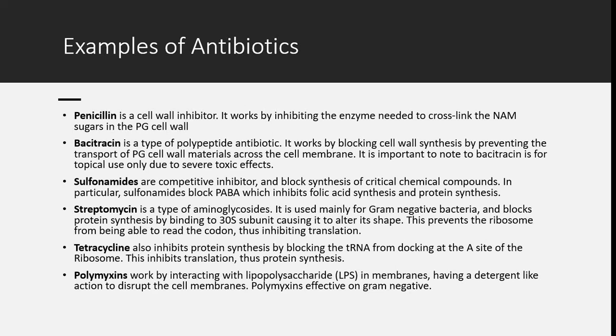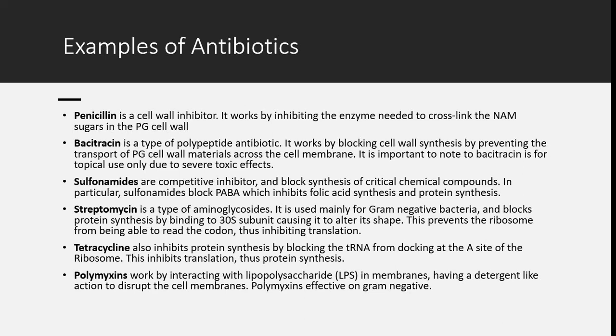So then the ribosome, when it comes together, is not able to read the codon. So if you're not able to read a codon, then you're going to inhibit translation. If you inhibit translation, you shut down protein synthesis, metabolic processes shut down, and then that leads to cell death.